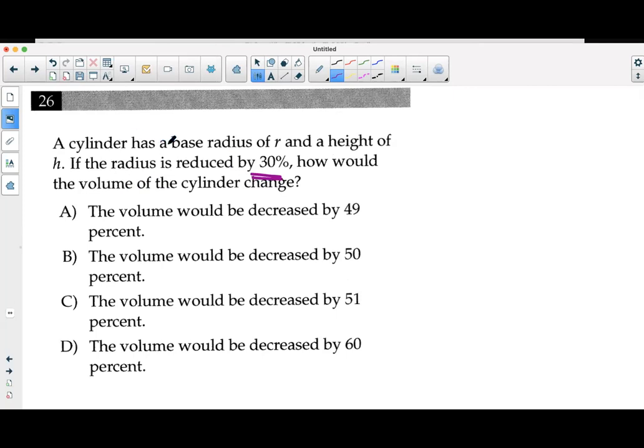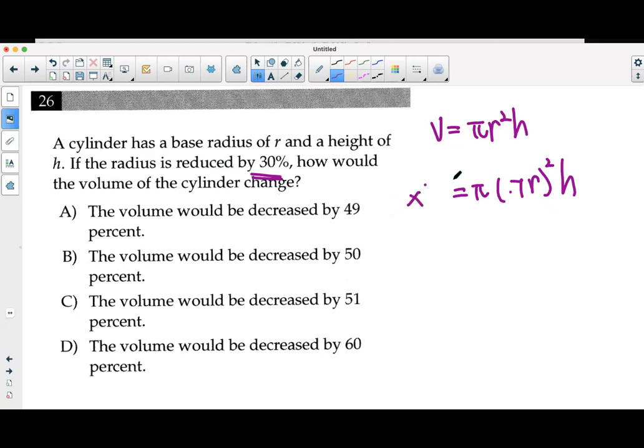So it says a cylinder and the volume. So we know the volume is equal to pi r square h. Would you agree? That's the idea. But the radius has been reduced by 30%. So I'm looking at pi and 0.7 r square h. Do you see what I have done here, guys? 30% reduction is 70% retention. And how would the volume of the cylinder change?